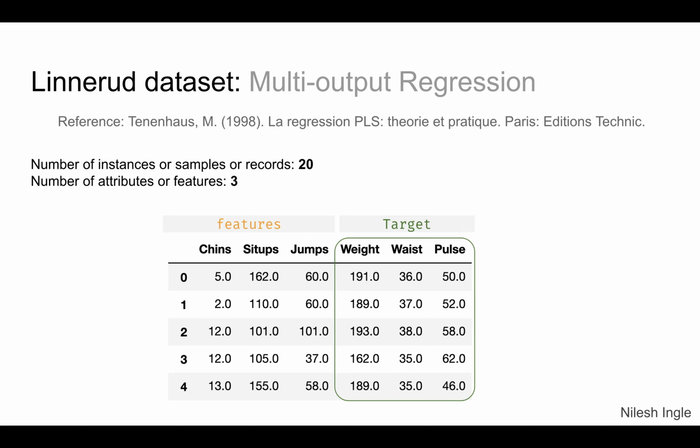Now there is another dataset, the Linnerud dataset, which is a multi-output regression. In this dataset, we have just three features, but then we have three targets as shown here. So we have different types of exercises, and then the targets are different types of physiological values measured for each person. There are 20 records in this particular dataset.